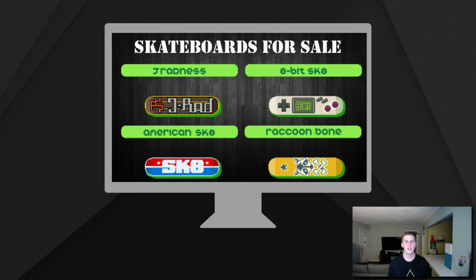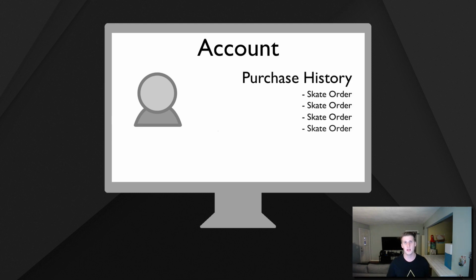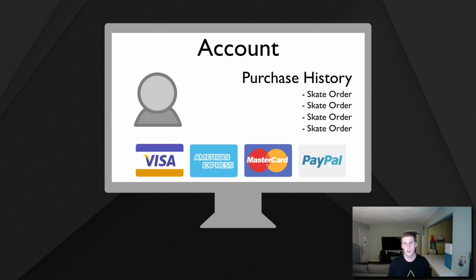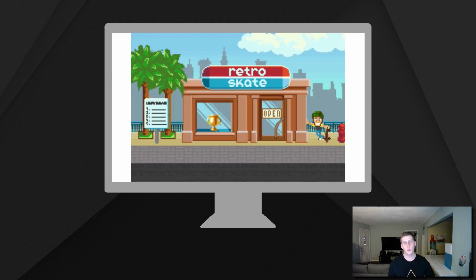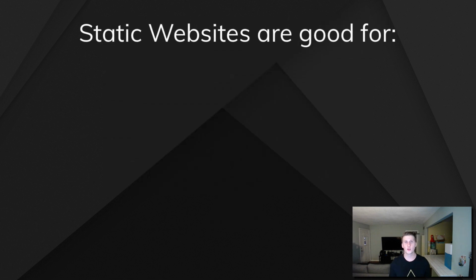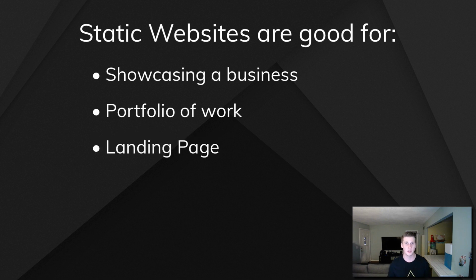All of a sudden, you need a place for your users to have user profiles, to make accounts, to have purchase history, to be able to process credit cards and more. So this is where back end comes into play. So far, what we have is an example of a static site. It's just a place that displays information and pictures, and it doesn't really change much. Static websites are great for showcasing a business or your portfolio or a landing page for something.